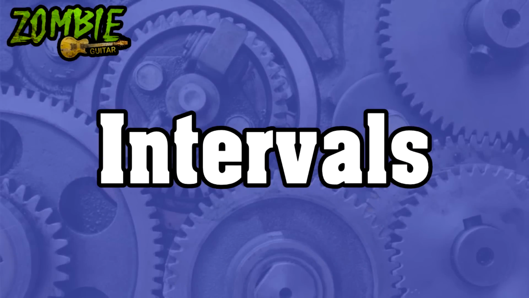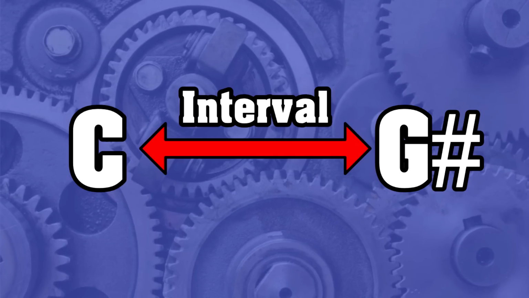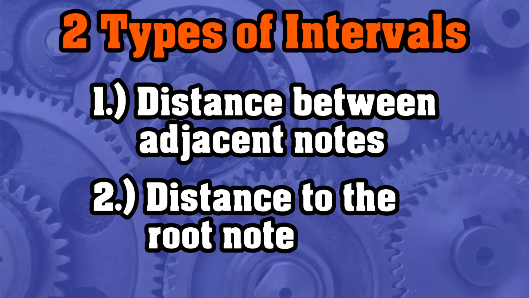In order to fully comprehend the simplicity of music theory, you will definitely want to have a complete understanding of intervals, and the goal of this video is to give you exactly that. An interval is simply the distance between two notes, and there are two different types of intervals. Number one, there's the distance between adjacent notes, and number two, there's the distance to the root note. It's important to understand both types of intervals, and both will be explained in this video.